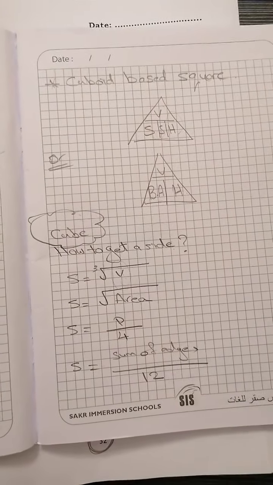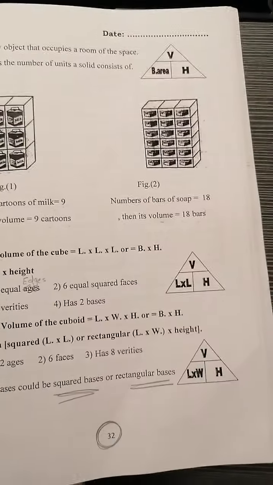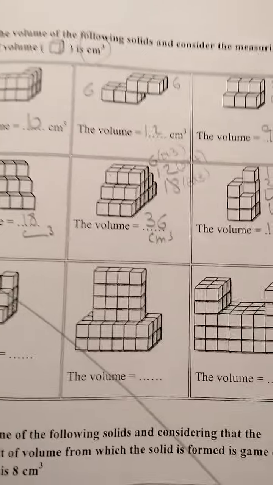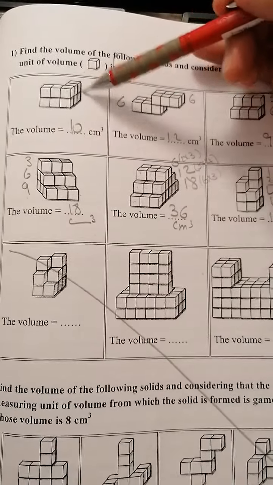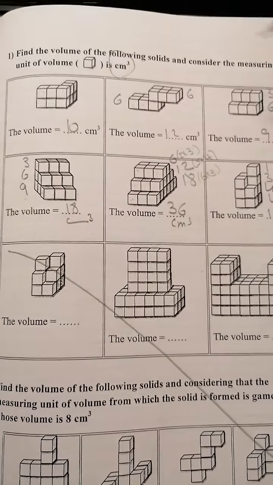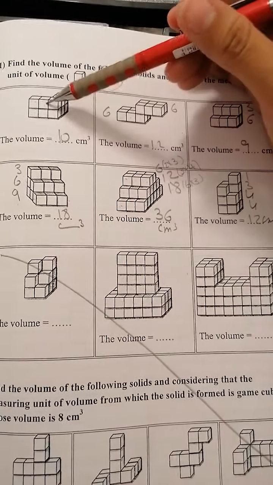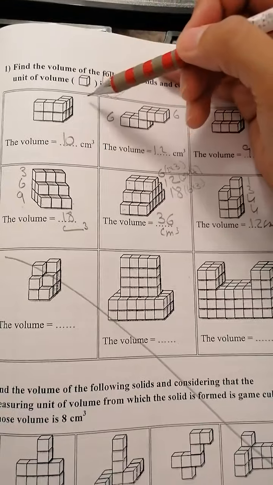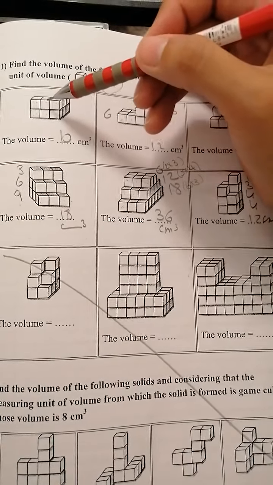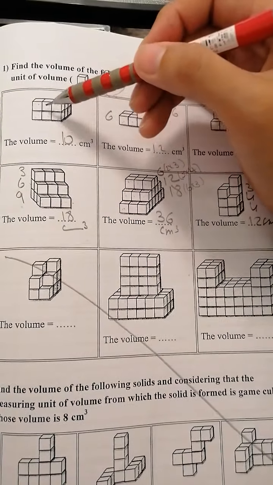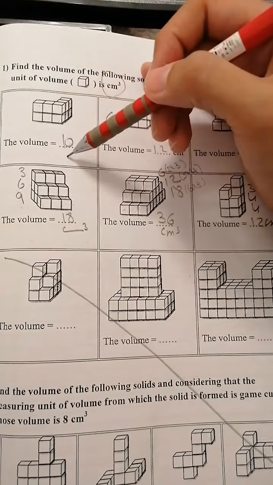Let's see some examples. Here, open your booklet on page 33. Find the volume of the following solids. Here I want to count the cubes to know the volume. Let's count here. How many cubes do I have? 1, 2, 3, 4, 5, 6, 7, 8, 9, 10. So I have 10.